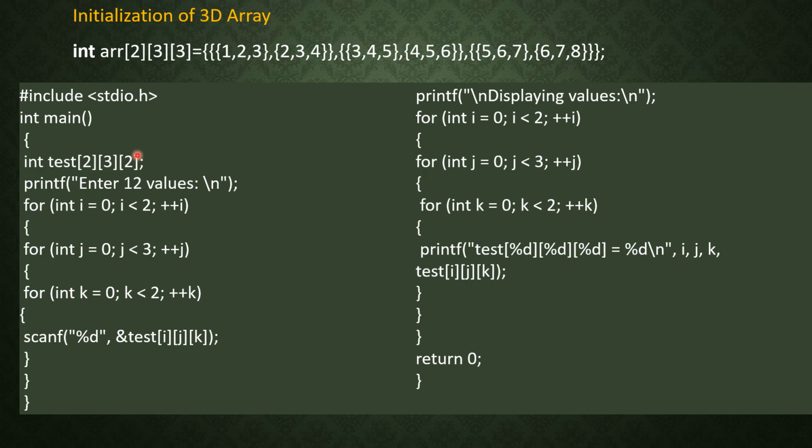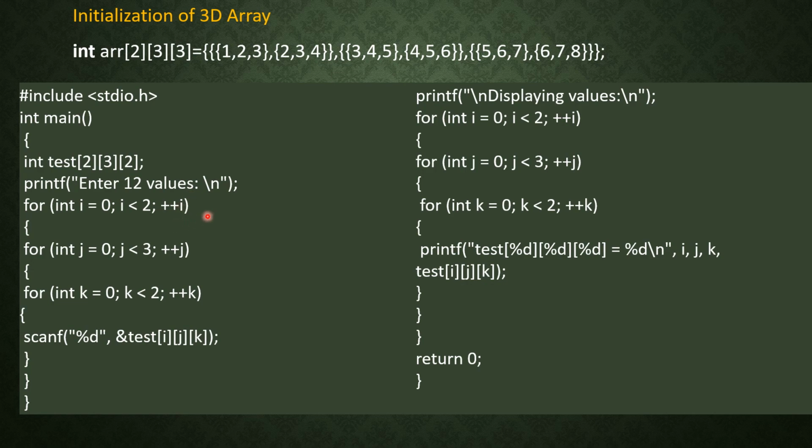If you want to know the number of elements in a set, you can multiply rows and columns, and you will get the total number of elements present in an array. So here also the same thing: 2 into 3 is 6, 6 into 2 is 12. So we are telling here to enter 12 values. Okay, so how are you going to enter the values?